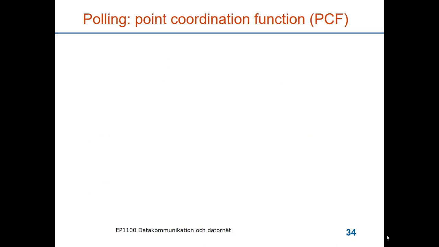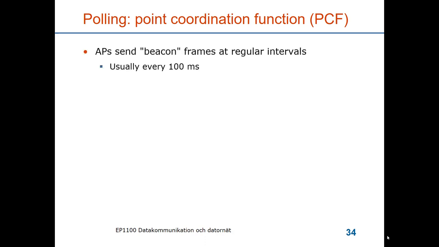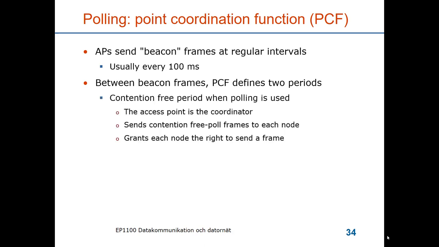In wireless local area networks of the IEEE 802.11 standard, there is a function defined for polling called point coordination function. And it's the access point, the central node in the network, which regulates this polling. It sends beacon frames, so control frames, at regular intervals, usually every 100 milliseconds. Between these beacon frames, so in the interval of 100 milliseconds, it defines two periods. The first is contention-free, so it's free of collisions and based on polling.